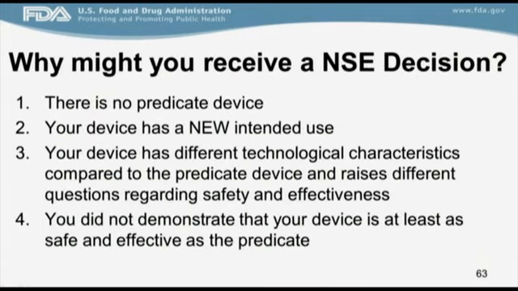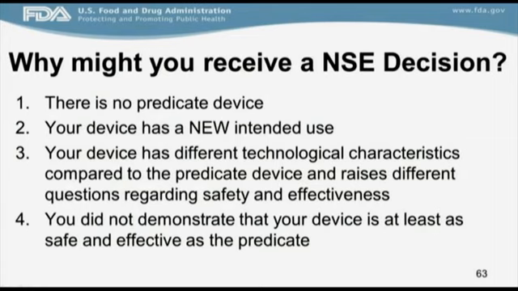So why might you receive an NSE decision? The first reason may be that you don't identify an appropriate predicate device. So either your predicate device was not legally marketed or it's not appropriate. And it could be that your device has a new intended use compared to your predicate device. Or you may receive an NSE because the differences in technological characteristics compared to the predicate device do raise different questions regarding safety and effectiveness. You may also receive an NSE decision if you did not demonstrate that your device is at least as safe and as effective as your predicate. So really you want to make sure in your 510K that you go through the substantial equivalence discussion and make sure that you're addressing those decision points within the flowchart.